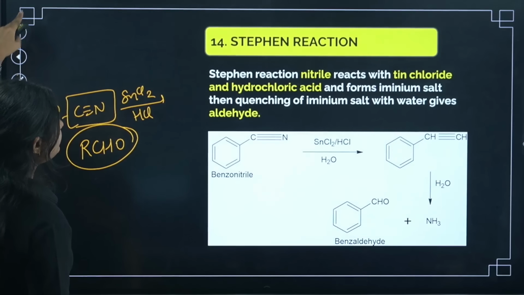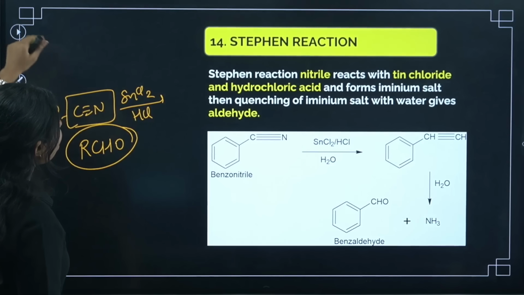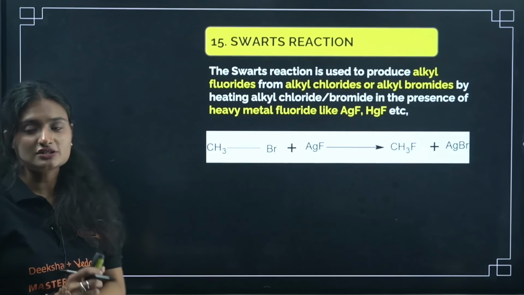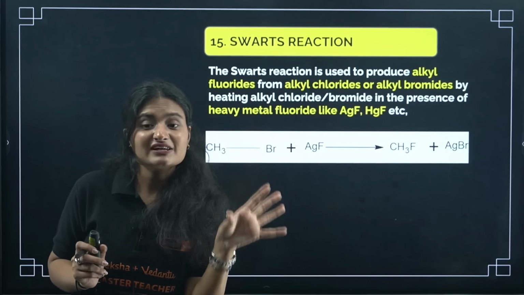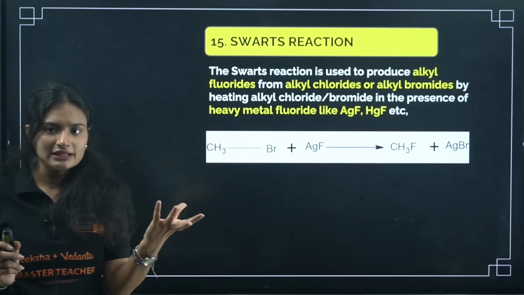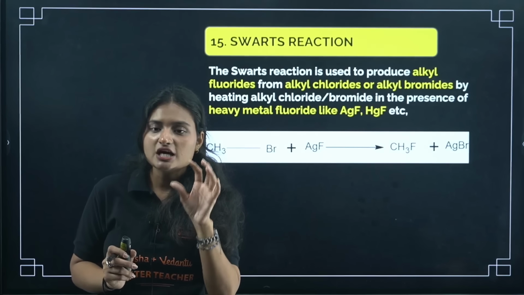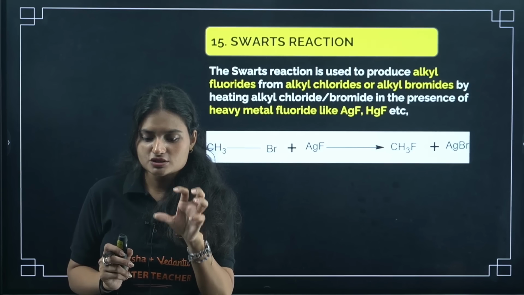Okay, the next reaction. One second, the screen is getting stuck. Okay, the next reaction is Swarts reaction. So in Swarts reaction, simple, as we have discussed the Finkelstein reaction, there we synthesize iodoalkanes. In this we synthesize alkyl fluorides. It is the reaction that is used for synthesis of alkyl fluorides.